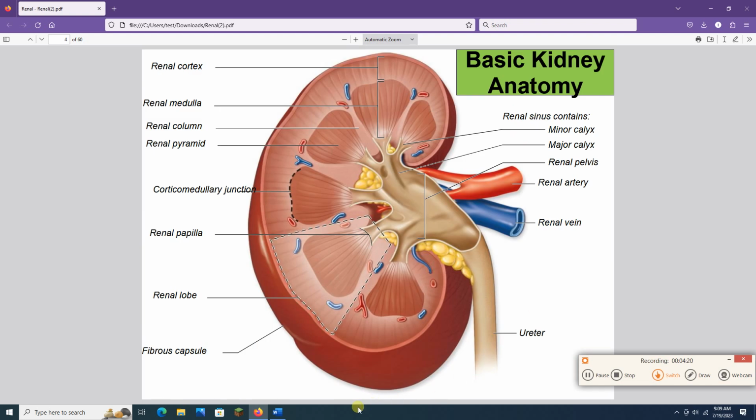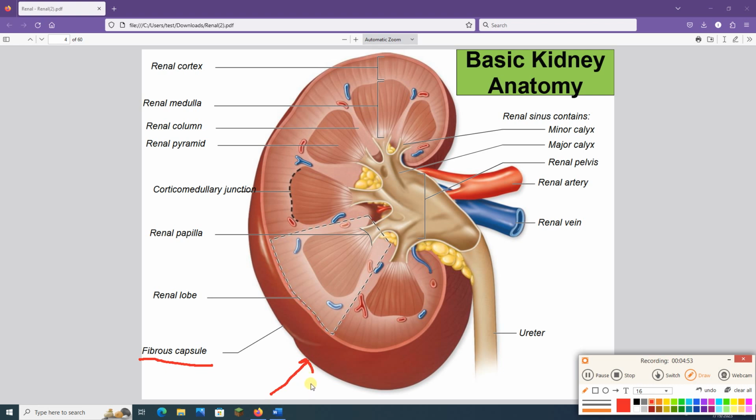So the kidney is very kidney-shaped. It's got a convex lateral surface. It's got a concave medial surface. There is a hilum where things are going in and out. We see a renal artery going in, a renal vein going out, and a ureter going out as well. Now, the kidney is surrounded by a layer of dense connective tissue called the fibrous capsule. So the fibrous capsule is outside of the kidney right here.